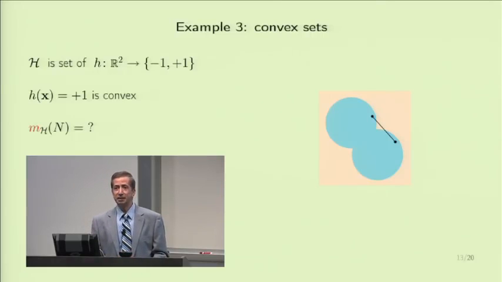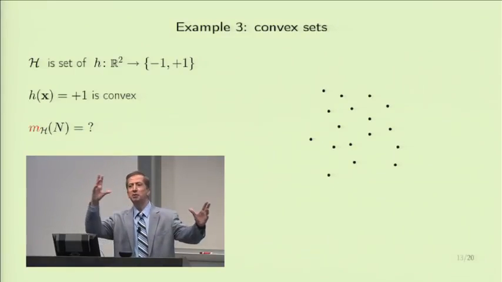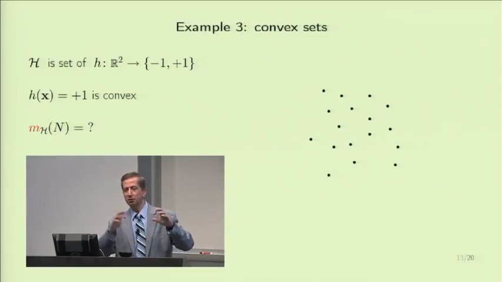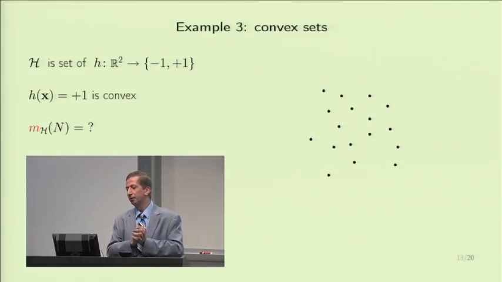In order to answer this, you put your points. I give you capital N, and you place them. So here is a cloud of points. I give you N, and you say, okay, it seems like putting them in general position is a good idea. So let's put them in a general position, and let's try to see how many patterns I can get out of these using convex regions. Man, this is going to be tough.